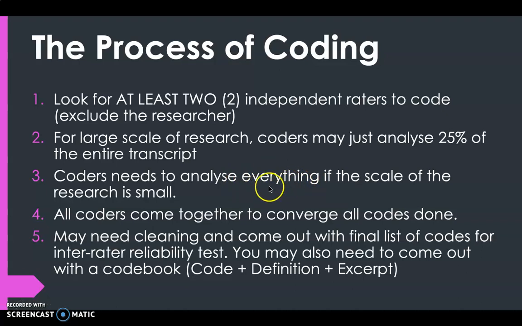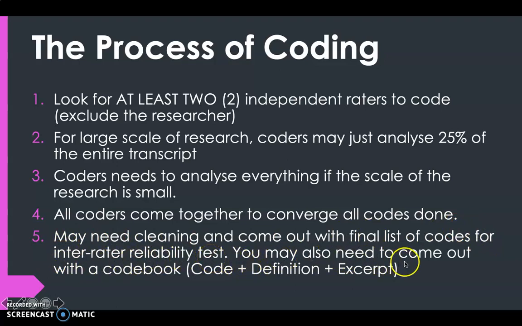After each coder has done their part, all the coders, including the researcher, come together to combine or converge all the codes done. Of course, it may need cleaning because everyone codes with a different style, using different terminologies, so we need a mass cleaning and come up with a final list of codes, later to be carried on to this interrater reliability test.